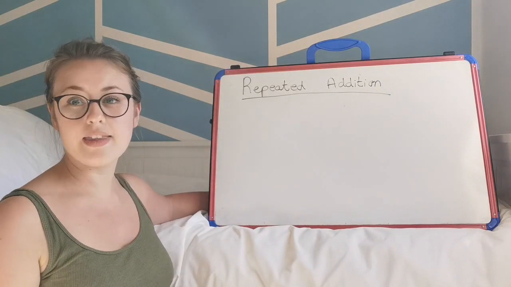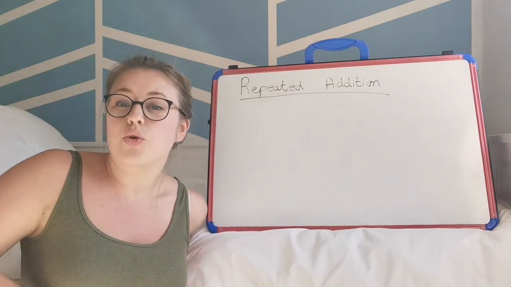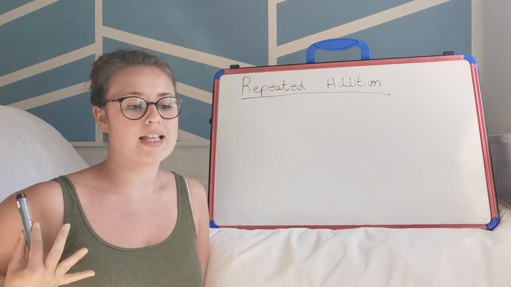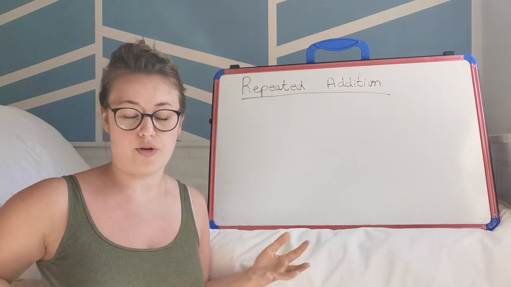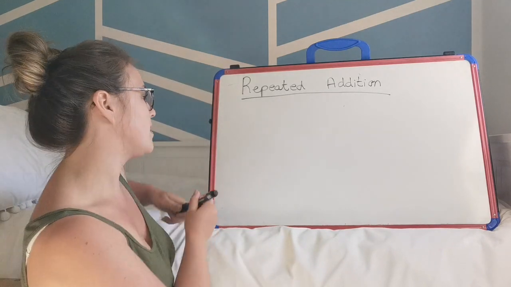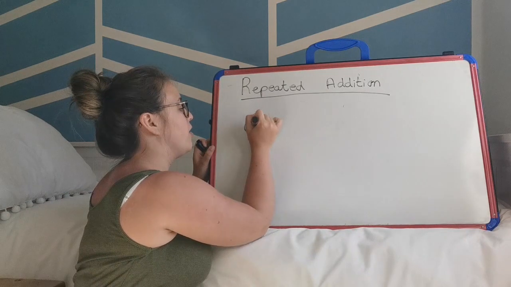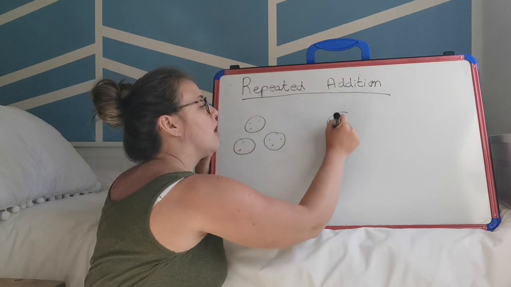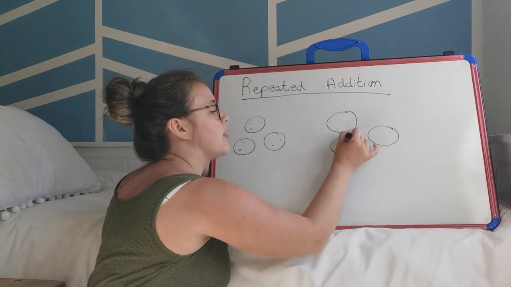So the first way that I would teach this is what's called repeated addition, and this looks at adding the same number over and over and over again. I'd usually do this by showing a picture first, so it might be something like cookies. I would show them this picture.